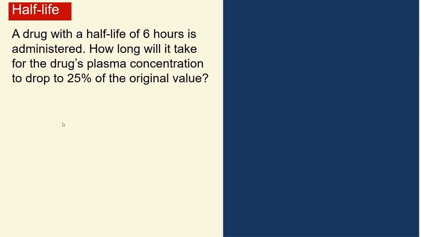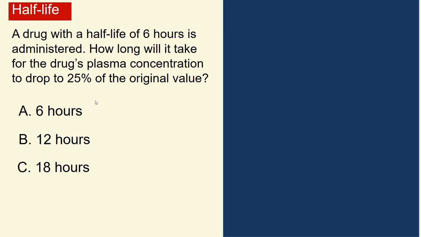Next, here's another question which also relates to half-life. In this one, you will not be using any formula, but you will find how to calculate it. This is one of the most commonly tested questions in the board exams. The half-life is 6 hours, and the question asks how long it takes for the drug plasma concentration to drop to 25% of the original value. A, 6 hours, B, 12 hours, C, 18 hours, D, 24 hours.